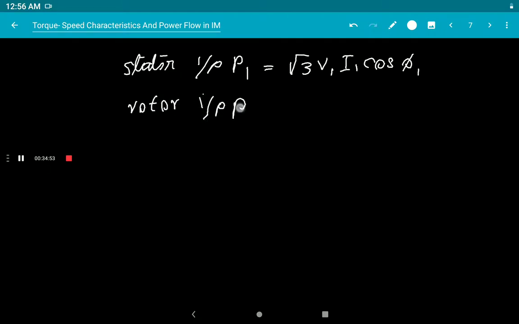input power as P2. That is represented as a mechanical power, so we represent it in terms of torque, that is 2 pi Ns by 60 into T. So this is in watts. And mechanical power.